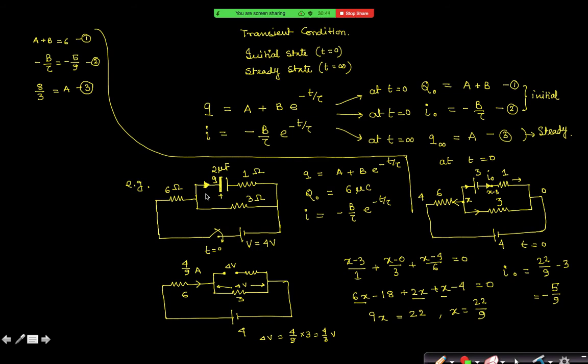If this charge is negative, then initially I will only interchange the battery polarity. Rest of the thing will be same. Let the current be anything, plus, minus, 0, anything. That I will only take here.